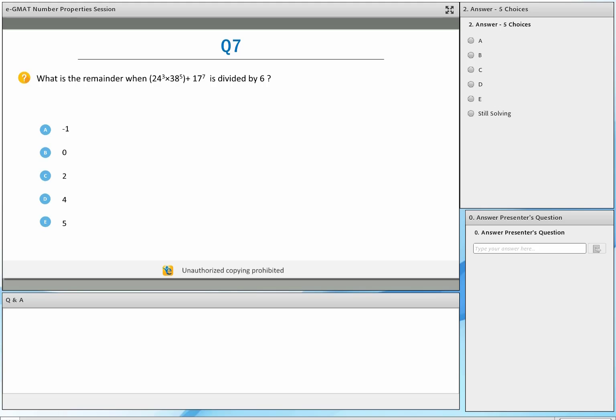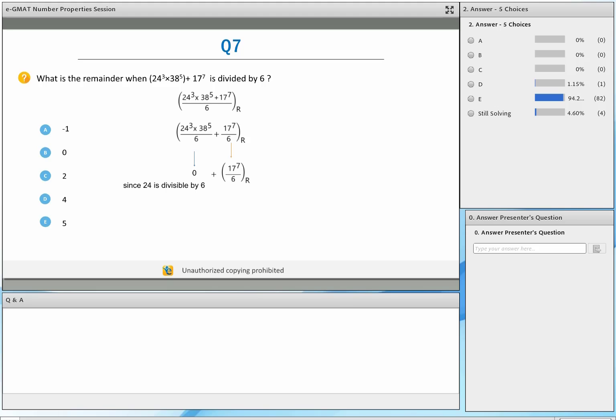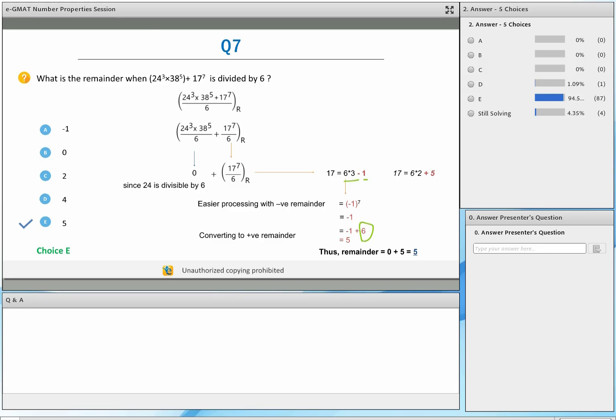All right, I'm going to end the poll here. Amazing responses. Choice E is the correct answer. And again, exactly same thing. 17 divided by 6. Let's write this down. 16 times 3 minus 1, right? Minus 1 is the remainder. Then add back the divisor, 6 here. You get 5 as the answer. Okay? All right.